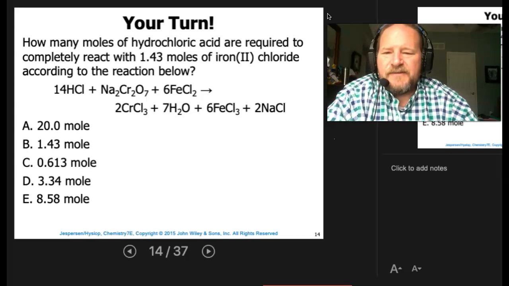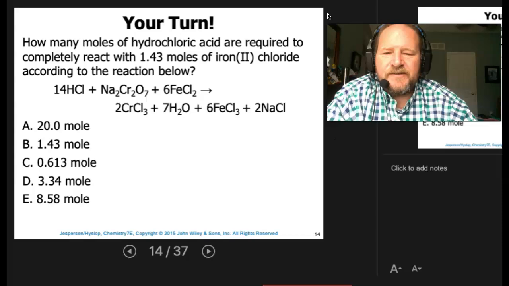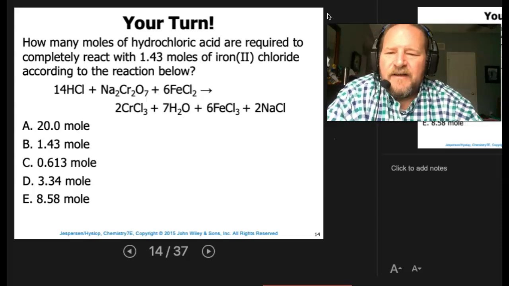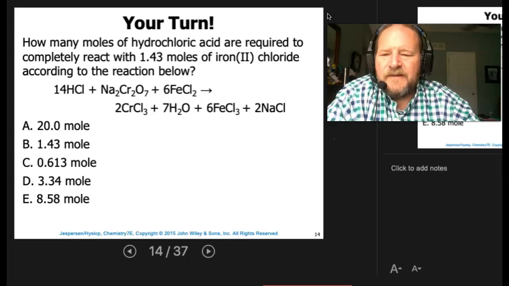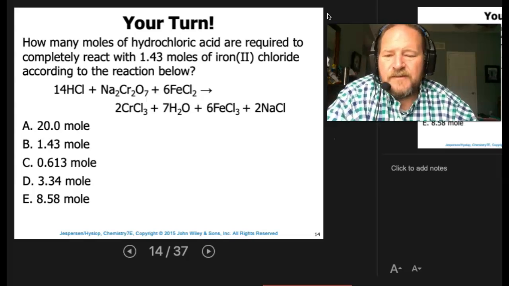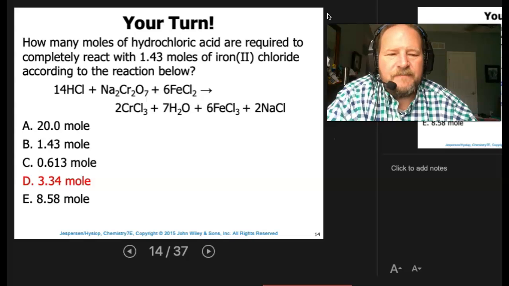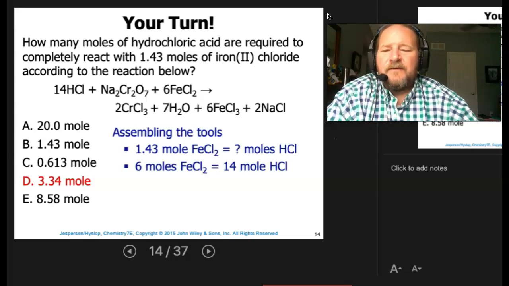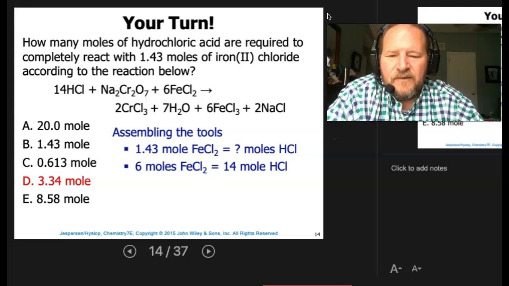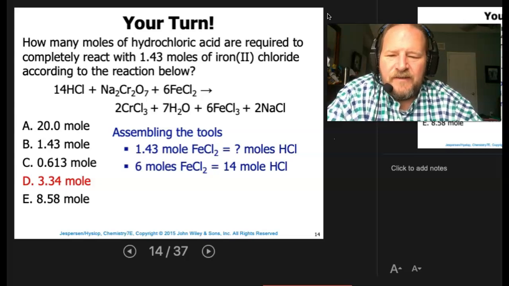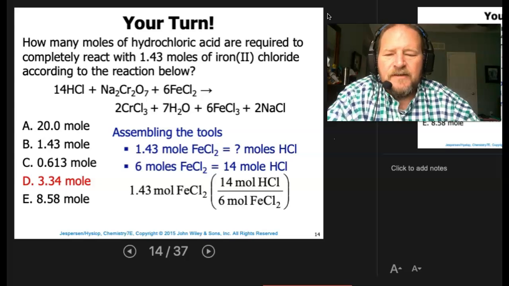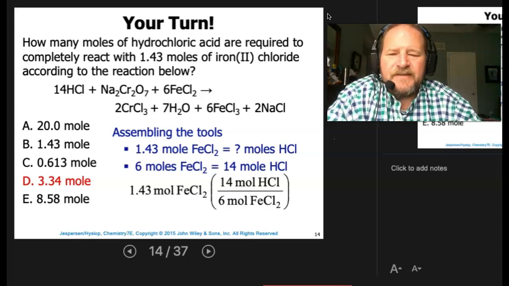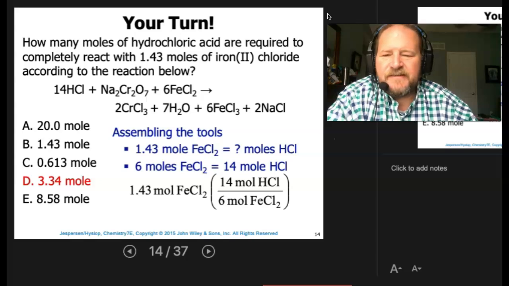Now, here are our options. So we have 1.43 moles of iron 2 chloride, and we want to know how many moles of hydrochloric acid are going to be required. So hopefully you pick D. We know that 1.43 moles of iron chloride are going to equal how many moles of HCl? And according to our balanced chemical equation, it's going to be 6 to 14. So we'll take our 1.43 times 14, divide by 6, and that should give us 3.34.